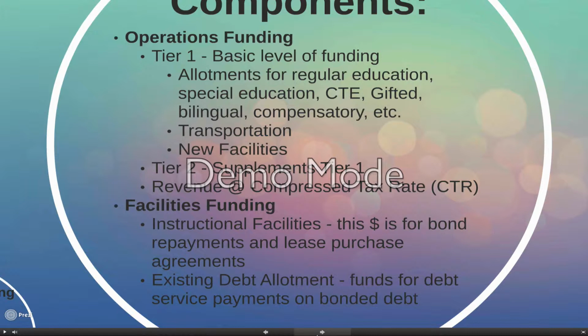The second major component of funding is for facilities. First, there's instructional facilities, which is money for the bond repayments and lease purchase agreements, and then existing debt allotment, which is funds for debt service payments on bonded debt.